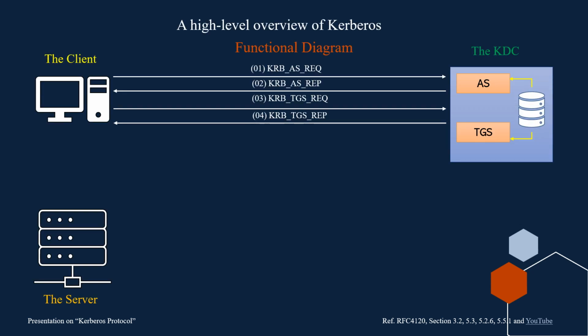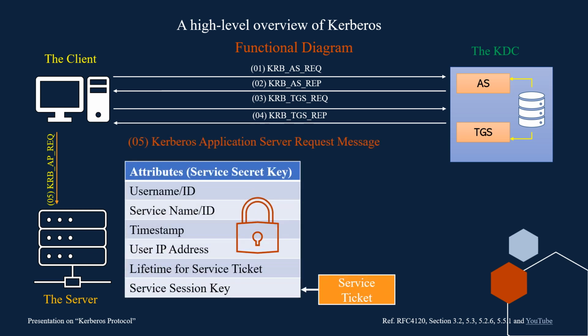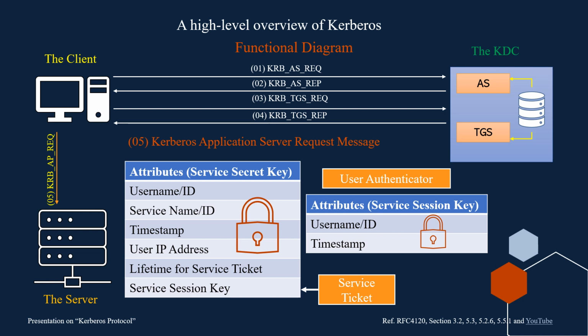Now the client will generate another message. It has the service ticket, and it will generate the user authenticator message. The user authenticator message includes the username or ID and timestamp. The client received the service session key as a reply from the TGS server, so it will encrypt the user authenticator with the service session key and send it to the server.